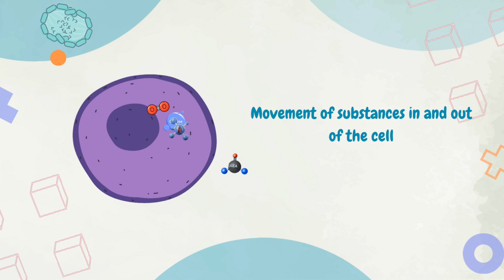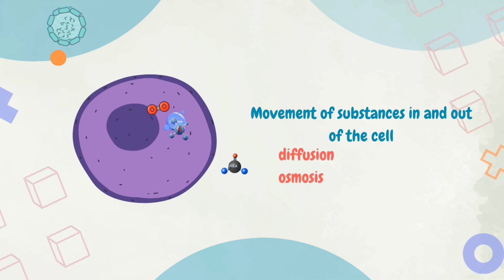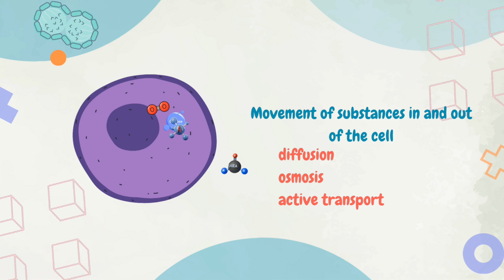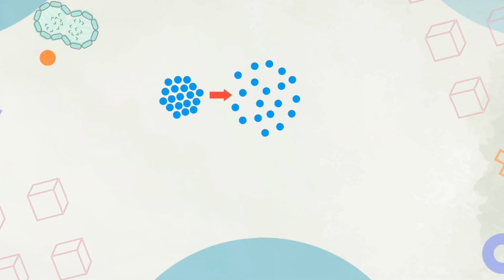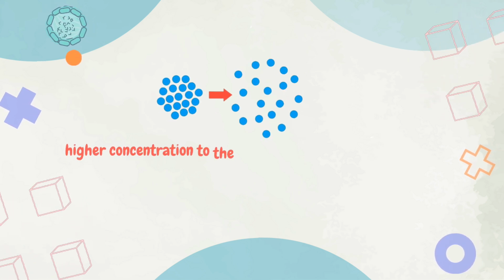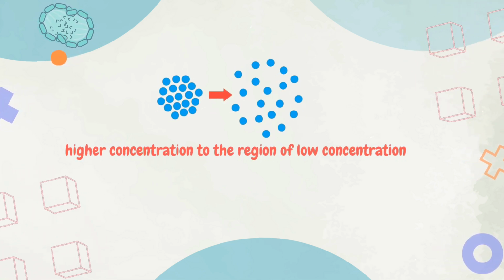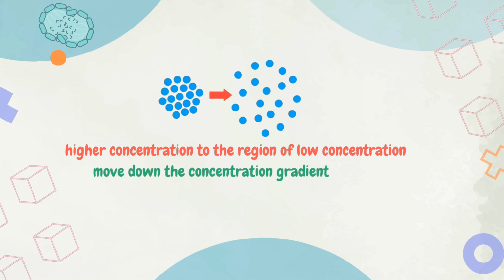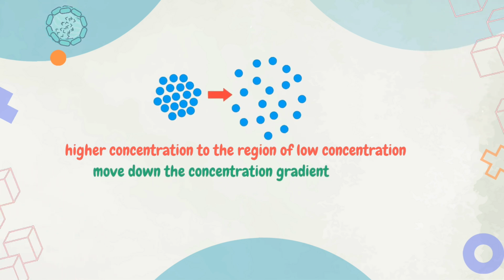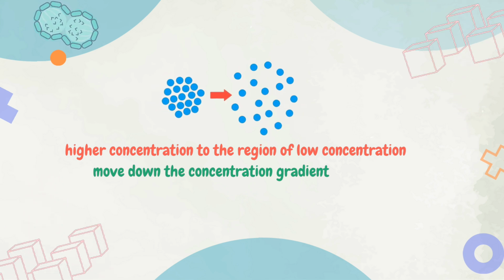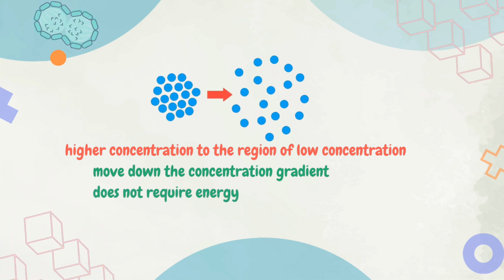Substances pass through the cell membrane mainly by three processes: diffusion, osmosis, and active transport. This video talks about diffusion. Diffusion is the movement of substances from the region of higher concentration to the region of low concentration. During diffusion, substances always move down the concentration gradient. This means that they always move from where they are more to where they are less. The diffusion process does not require energy to take place. Therefore, it is a passive process.